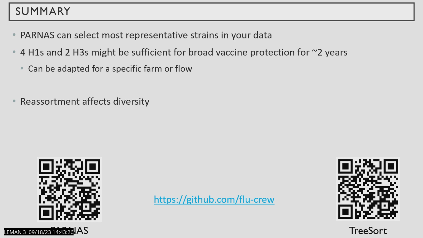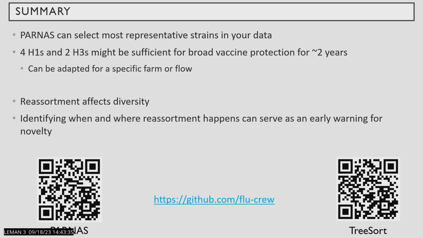And then reassortment is important because it can confound vaccination efforts, and it affects diversity and seeds new evolutionary dynamics. And then we developed a tool that helps you identify when and where the reassortment happens, and that can serve as an early warning for a new genotype arising and potentially causing some damage.